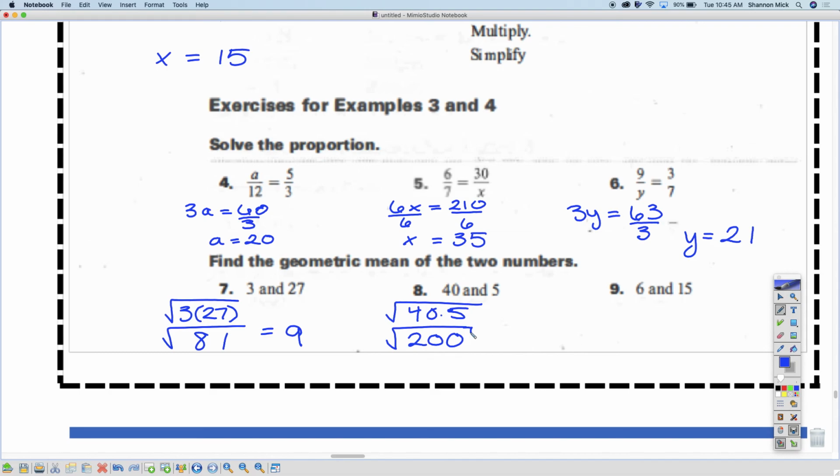I'm confused. What did you just say? Why is there not a square root of 200? There's not a square root of 200, but is there a perfect square in 200? 20? No, 20 is not a perfect square. 10, 100, right? Isn't 200 2 times 100? Okay, so what's the square root of 100? 10. And 2 can't do anything, right? So it's 10 square root of 2.